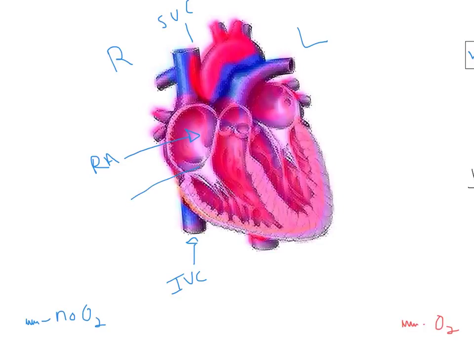He is going to be followed up by the first AV valve, which is the tricuspid valve. Like I said, remember, he's got three cusps. He's going to allow blood to flow down from the right atrium into the first pumping chamber of the heart, which is the right ventricle. This is the RV, right ventricle.